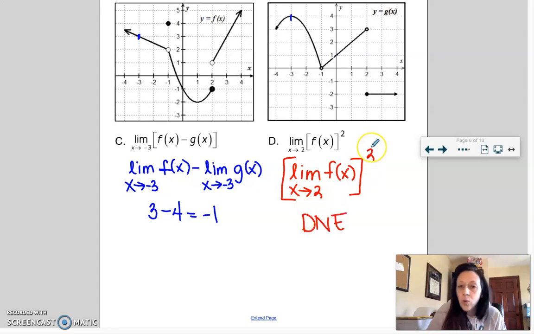And I can't square it because what's D and E squared? Nothing, it's just D and E.